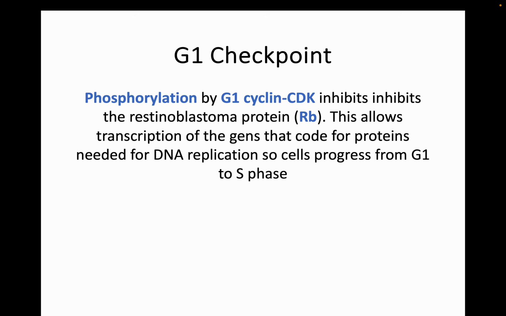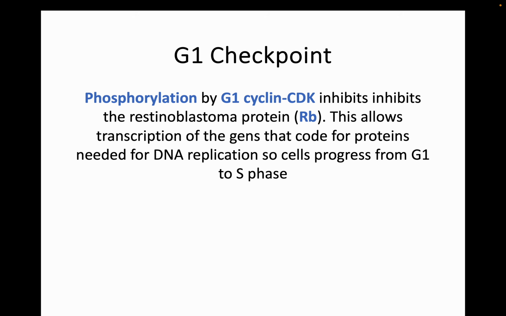So phosphorylation by the CDK inhibits the RB, and that then stops the inhibition of the transcription of genes. Okay, so this allows the transcription of genes to now take place, stopping that RB from working, like we mentioned. Then we're going to have those proteins needed for DNA replication to actually produce these genes and move from G1 to the S phase where replication takes place.